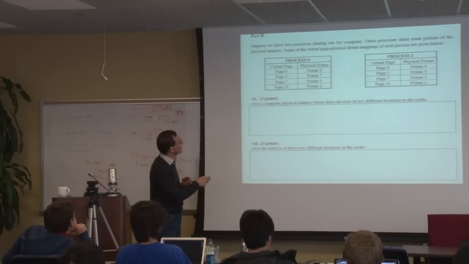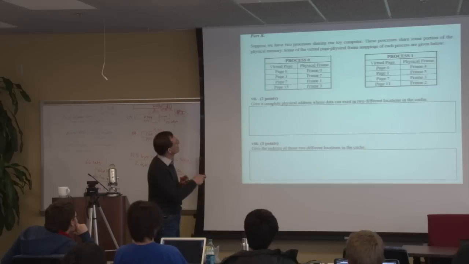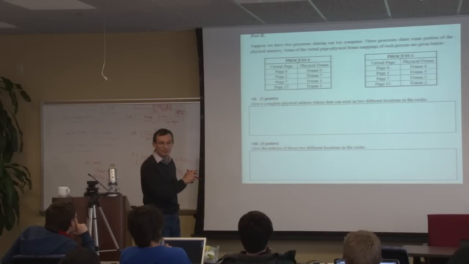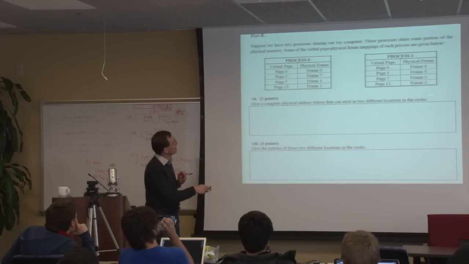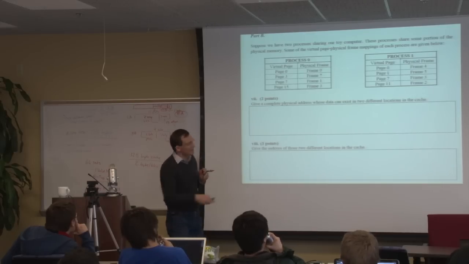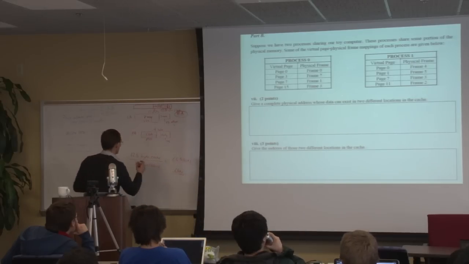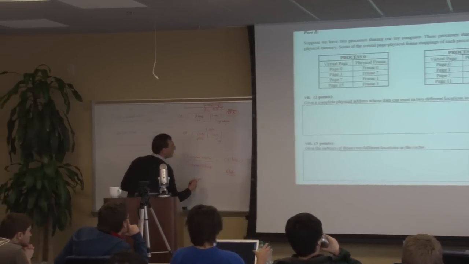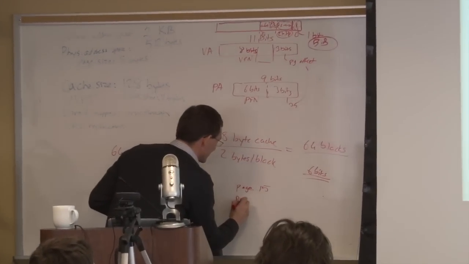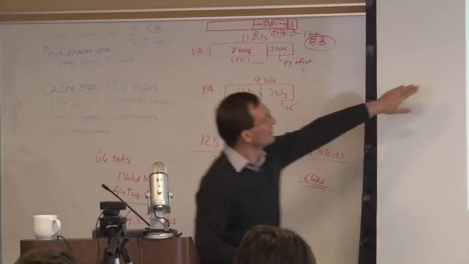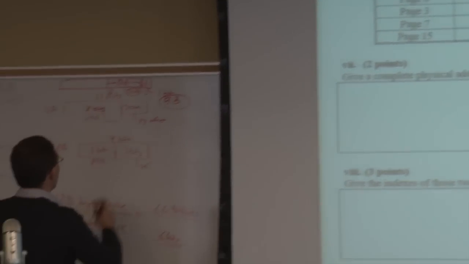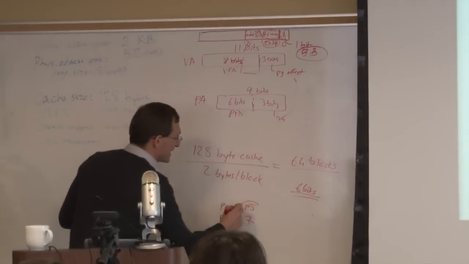In this case, only frame 3 is mapped to different virtual pages. So only frame 3 can have this problem, right? The other frames cannot have this problem because they're not actually mapped to different pages. So you just focus on frame 3. So frame 3 can come from page 7 or page 15, I guess, in this process, and page 7 in the other process. And we want a complete physical address whose data can exist in two different locations in the cache. So the answer is actually pretty simple. You basically take page 15.